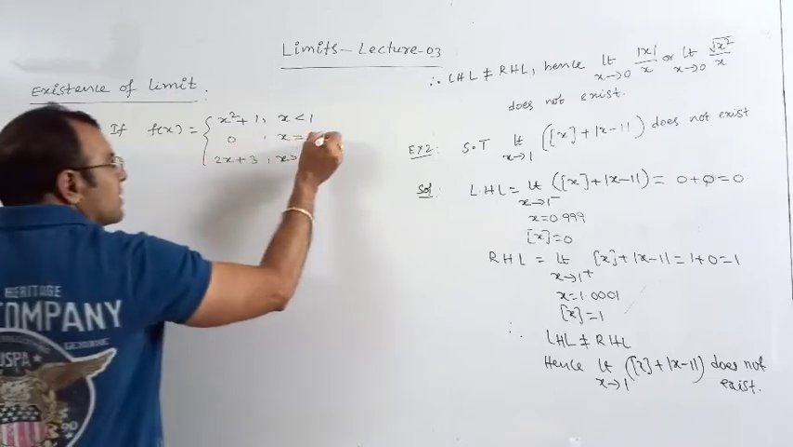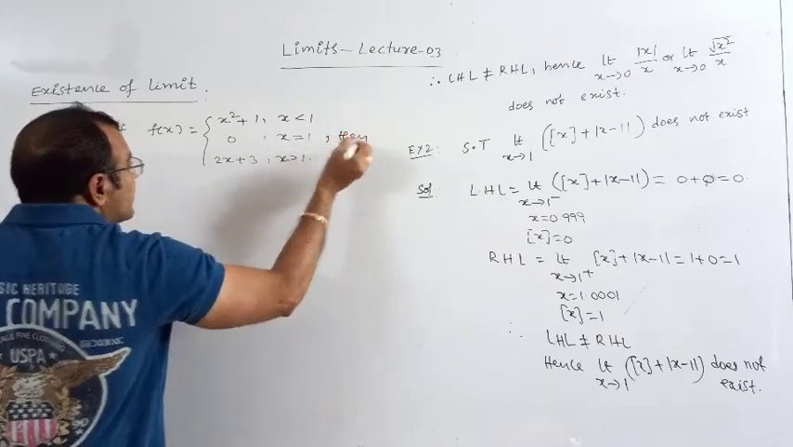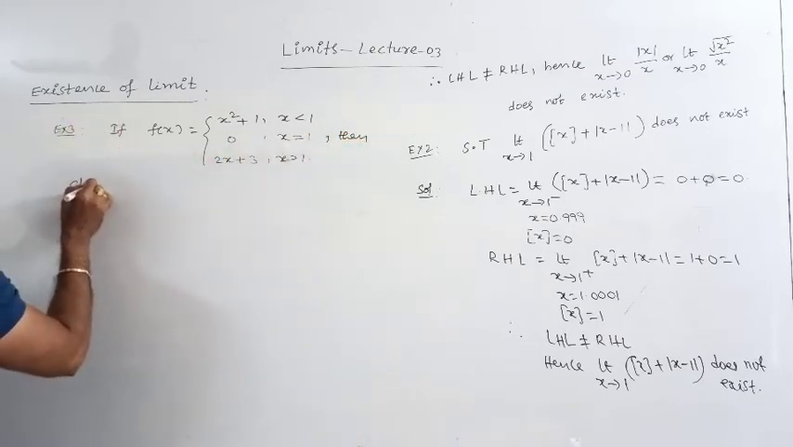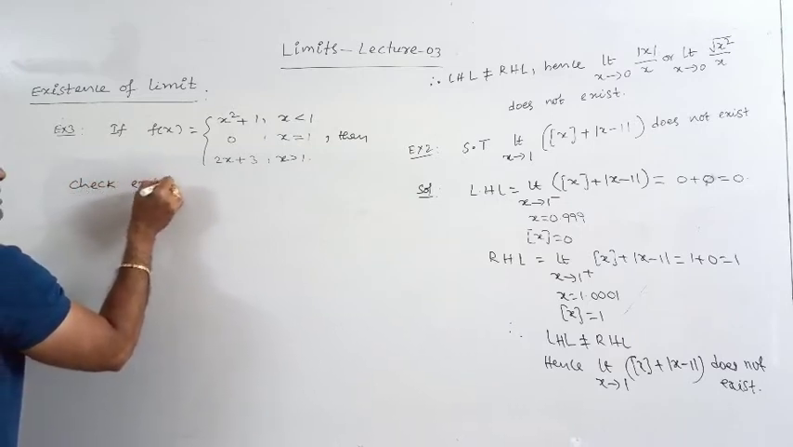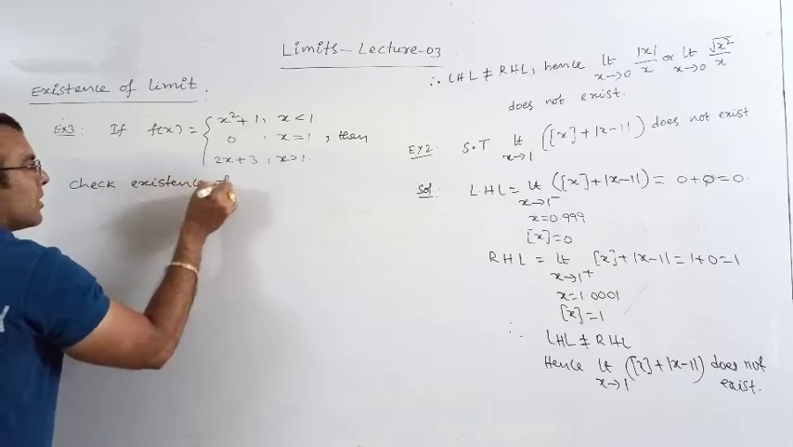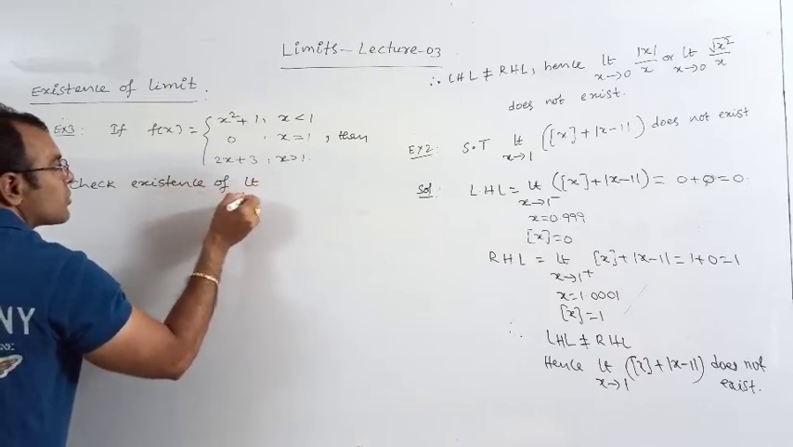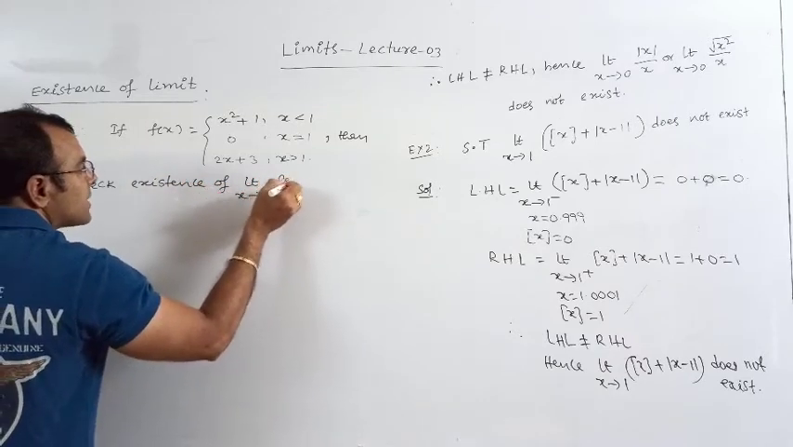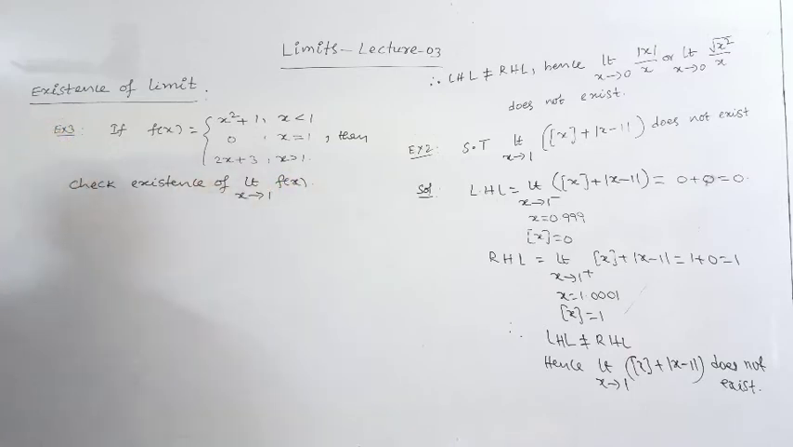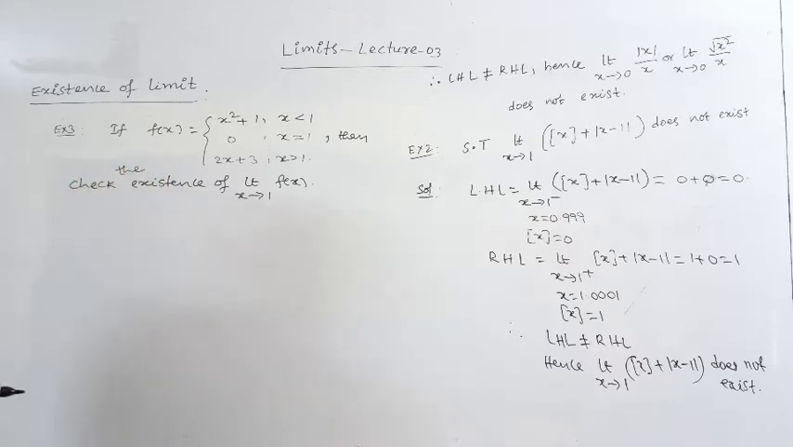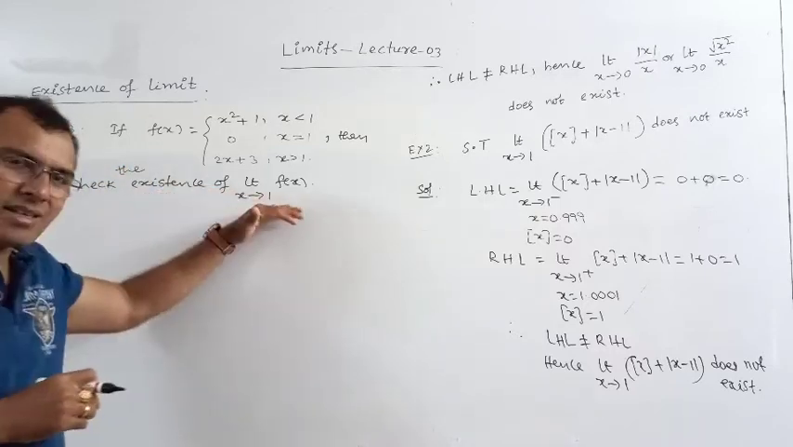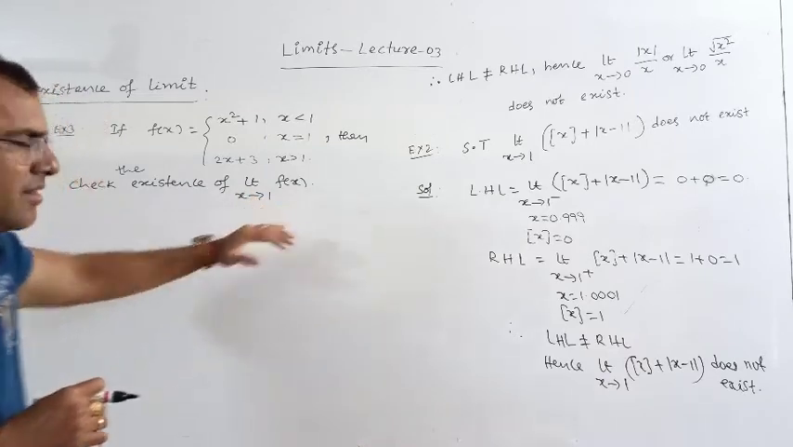Then check the existence of limit x tends to 1 of f of x. Check the existence of limit x tends to 1 of f of x. Meaning, whether it will exist or it does not exist.